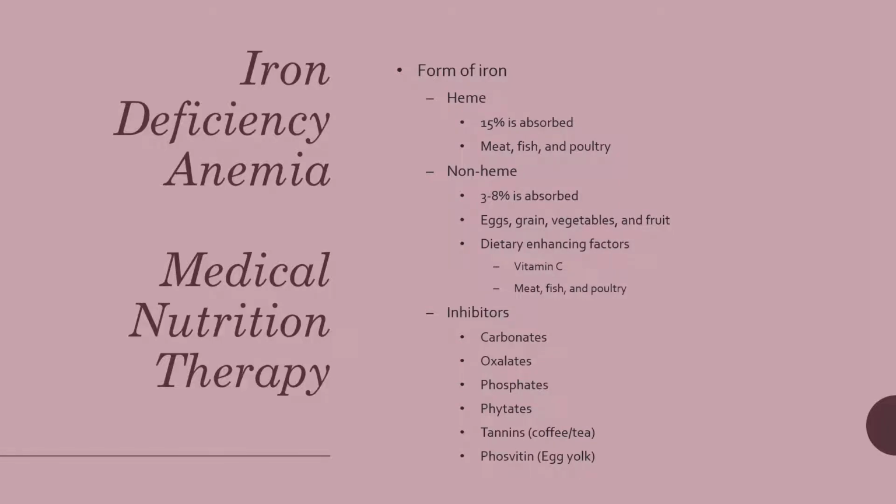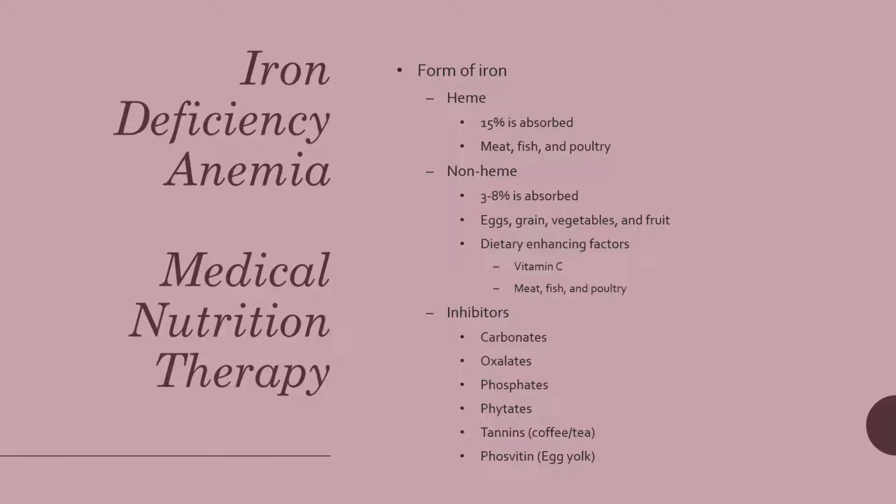Here's a little bit on heme and non-heme iron. Heme iron found in meat, fish, and poultry tends to be 15% absorbed, where the non-heme iron found in eggs, grain, vegetables, and fruit will vary from 3 to 8%. Remember that vitamin C will enhance that absorption, and the iron that is present in your grain products, fruits, and vegetables will actually be enhanced if it is consumed with meat, fish, and poultry.